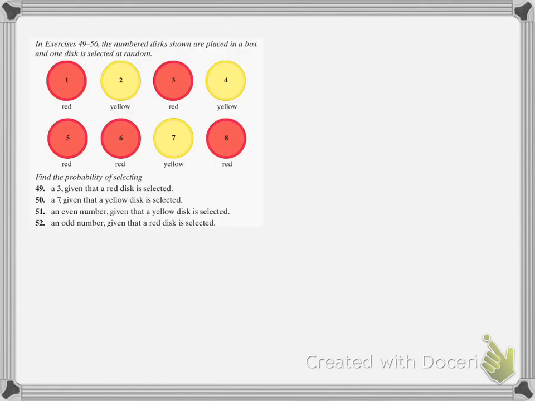Okay, in exercises 4, 5, and 6, the numbered discs shown are placed in a box and one disc is selected at random. So you're going to grab one disc out of these. Let's look at number 50 first. What's the probability of selecting a 7 given that a yellow disc is selected? So this is a dependent event. So we want the probability of a 7 given that the disc is yellow. Well, let's look at that. It's really easy. How many yellow discs are there? There are 3 of them.